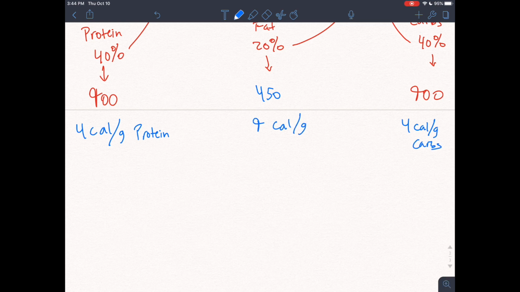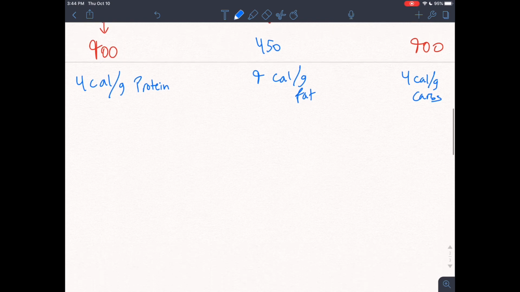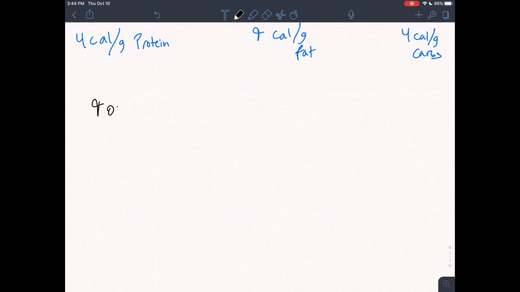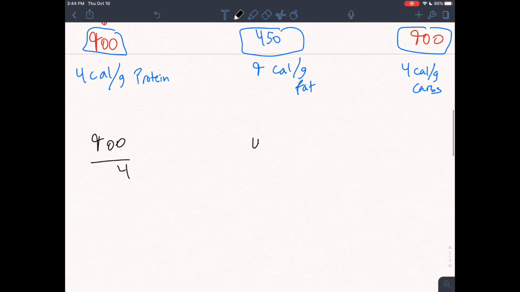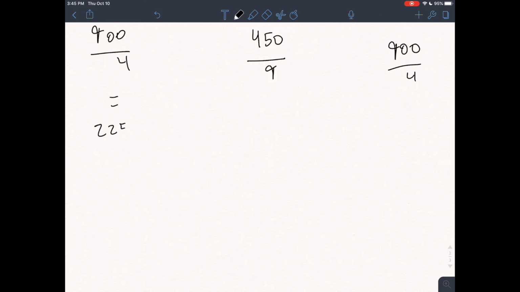per gram of fat. Okay, and so what we do from this point is just divide each of these numbers by their caloric makeup per gram. Okay, 900 divided by 4, 450 divided by 9, and 900 divided by 4 again. 225 grams and 225 grams, because this is the same thing. And then 450 divided by 9 is 50 grams.